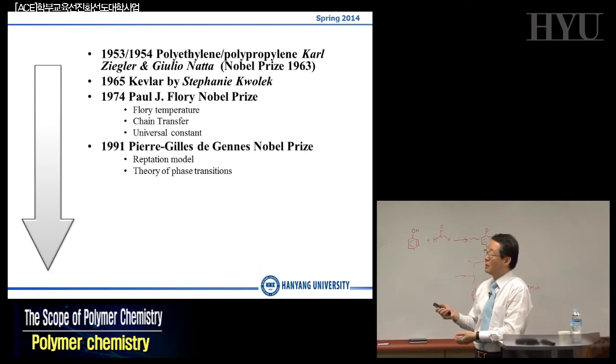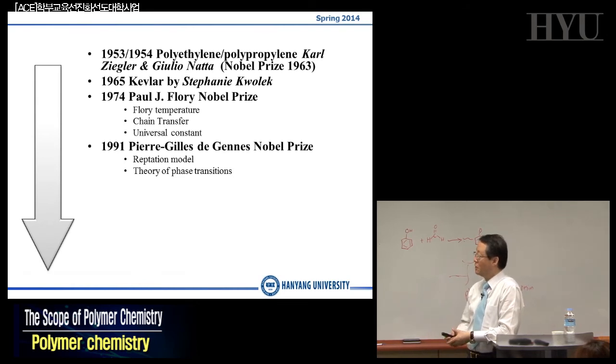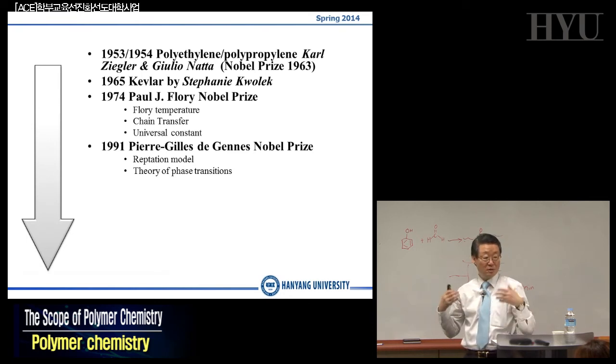And he visited in 1978 when I was a graduate student, and it was very nice to see him in person at the time. De Gennes, the physicist in France, received the Nobel Prize as well in 1991 because of the reptation model, and he's also a physicist. Okay?